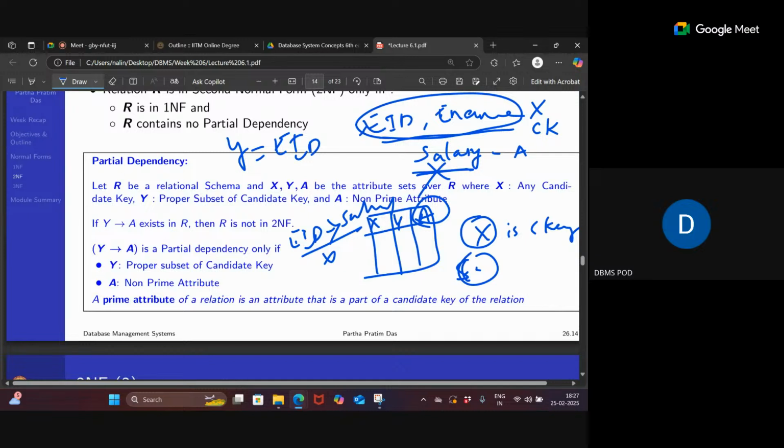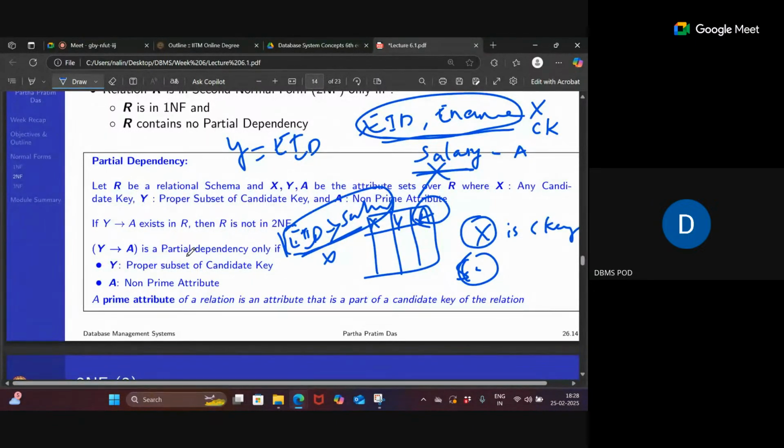Y is nothing but a subset of the candidate key, which is employee ID. Here it is determining another non-prime attribute, which is salary. If this kind of dependency is there in our relation, then we can say this relation is not in 2NF. If Y determines A, that means the subset of candidate key is determining any other non-prime attribute in our relation, then we can say R is not in 2NF.